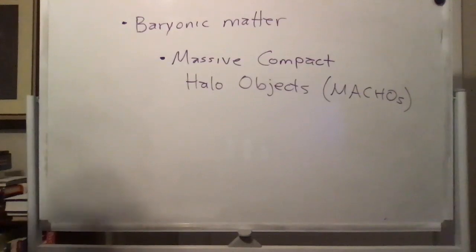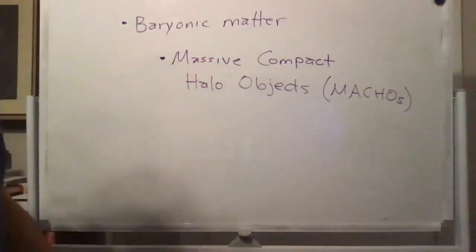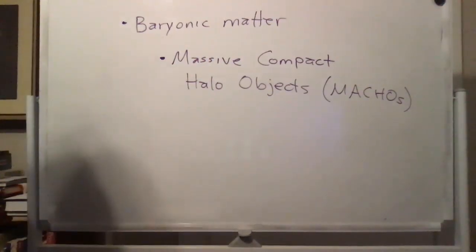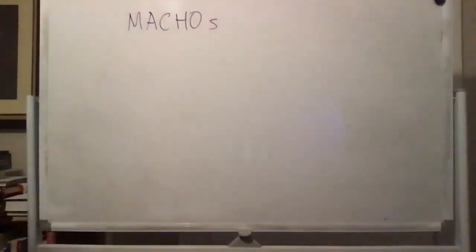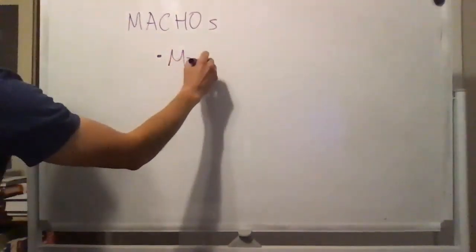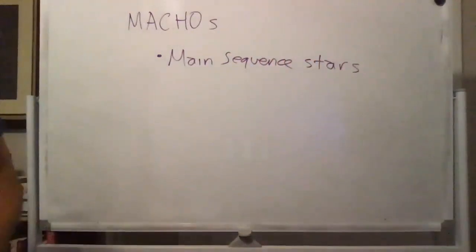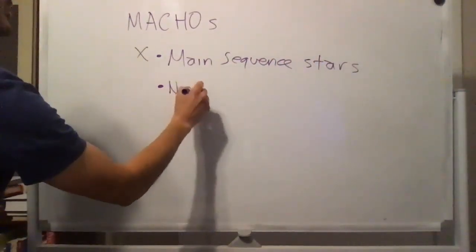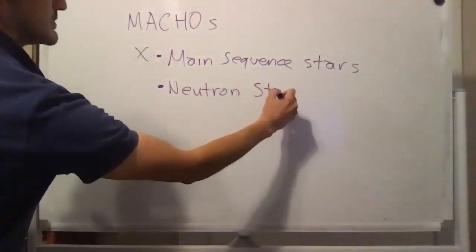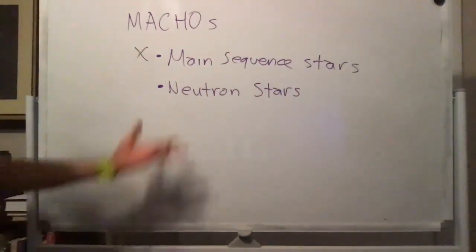So I guess one idea is that you had a bunch of neutron stars that were refusing radiation, and they were creating the gravitational interactions that you needed to create galaxies. So I'm going to put it over here. So one idea, main sequence stars, but we will see them. So put out. What about neutron stars? Could the dark matter halo actually be a bunch of neutron stars?